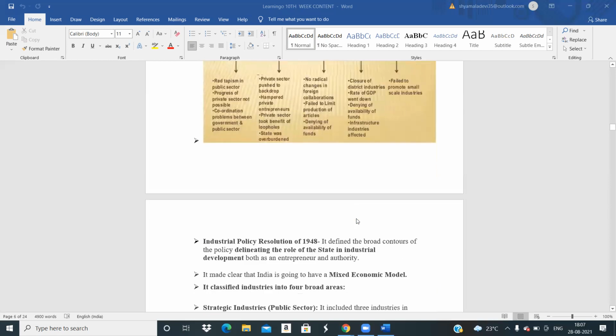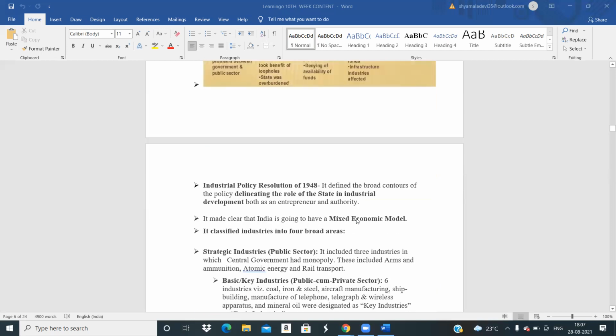Coming to the industrial policies, as I told you, in 1947 we got independence. When we got independence in 1947, we had only one industry, that is the iron and steel industry. We didn't have any other industry. So we had to start from scratch. That means setting up of the industrial sector was the main goal of the Indian government.